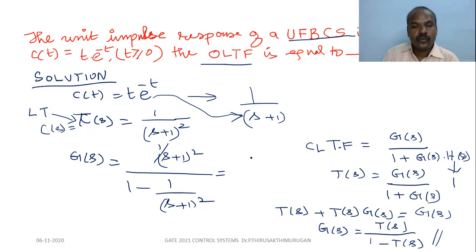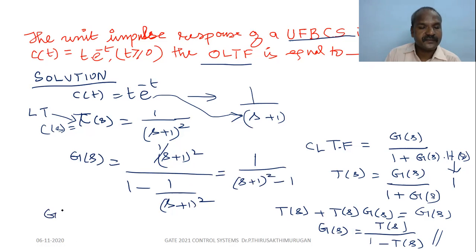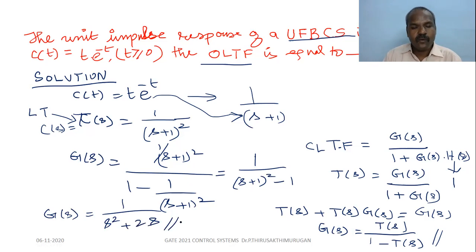This cancels. 1 by s plus 1 the whole square minus 1. So G of s equals 1 by (s plus 1 the whole square minus 1). So s square plus 2s plus 1 minus 1. The answer is 1 by s square plus 2s. So this is the open loop transfer function for this system.